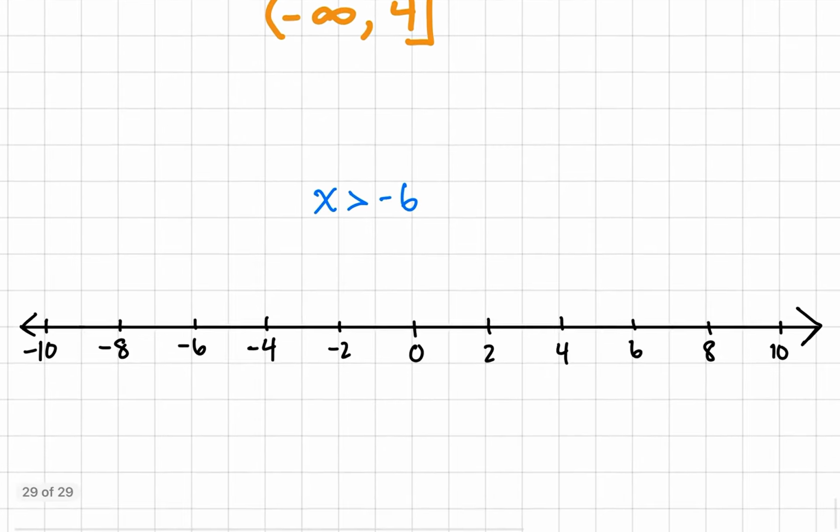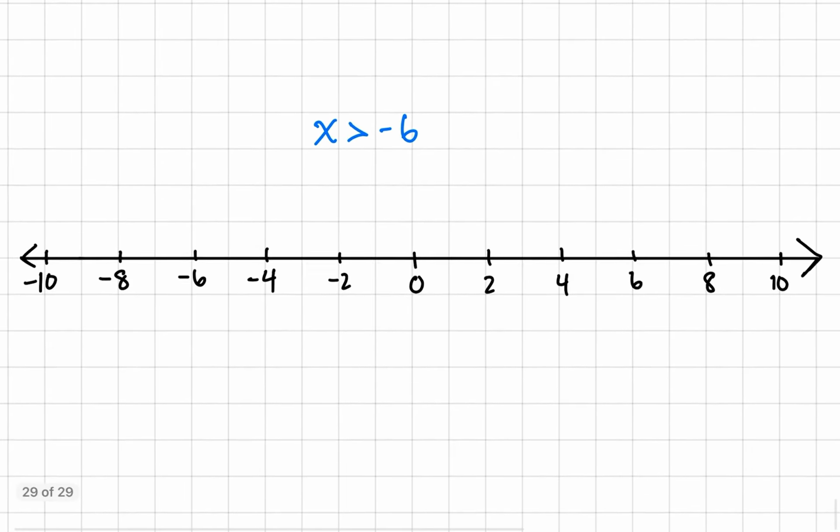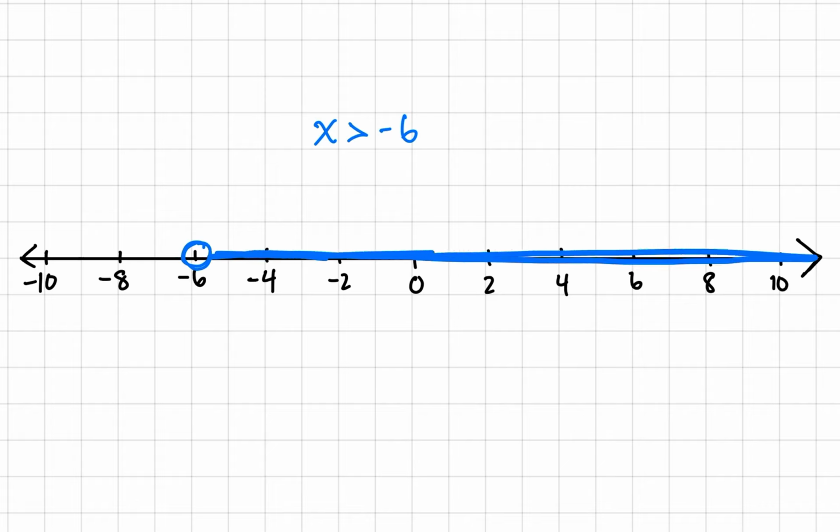Now let's move on to greater than. So we have x is greater than negative 6, sorry. We're going to put our circle around negative 6. We are not going to fill it in because we're not equal to negative 6. But we're going to shade everything to the right of that, all the way to positive infinity.